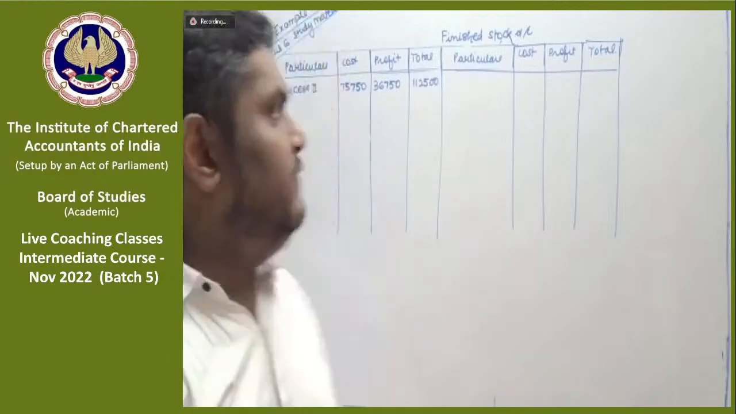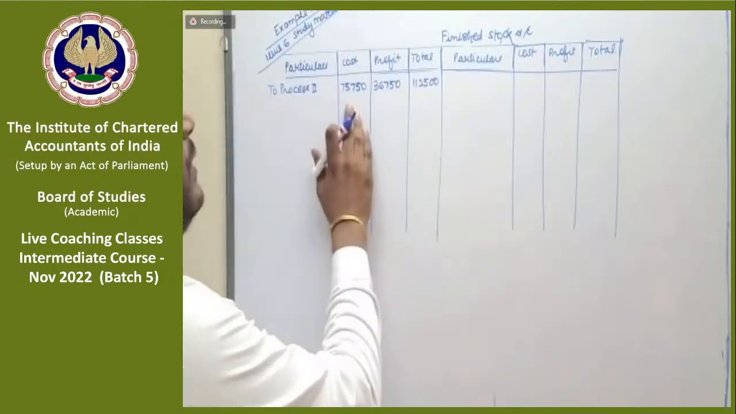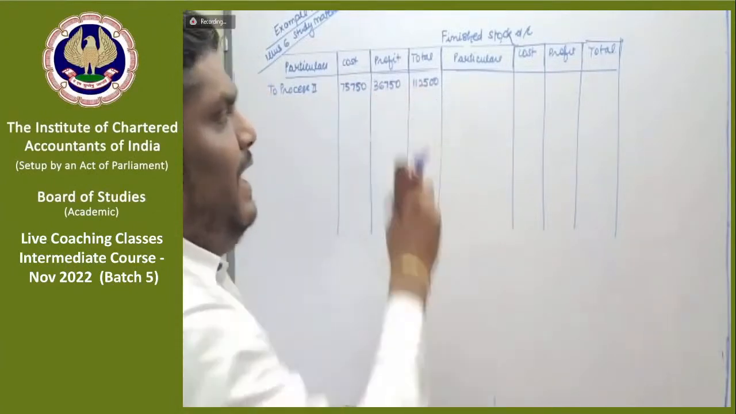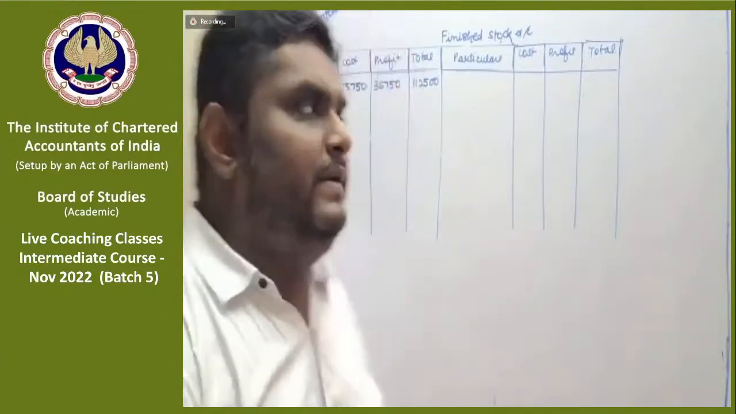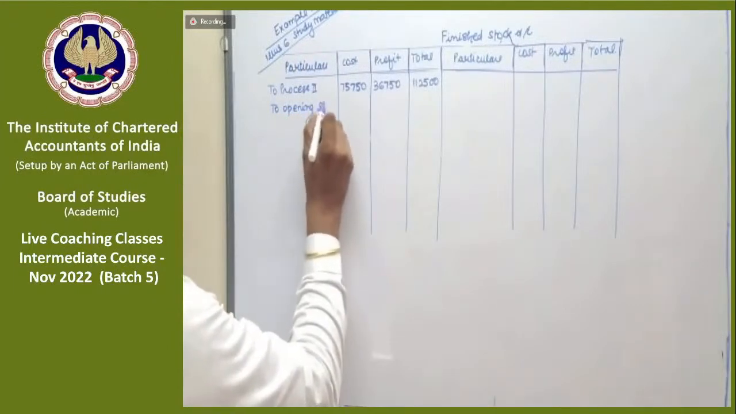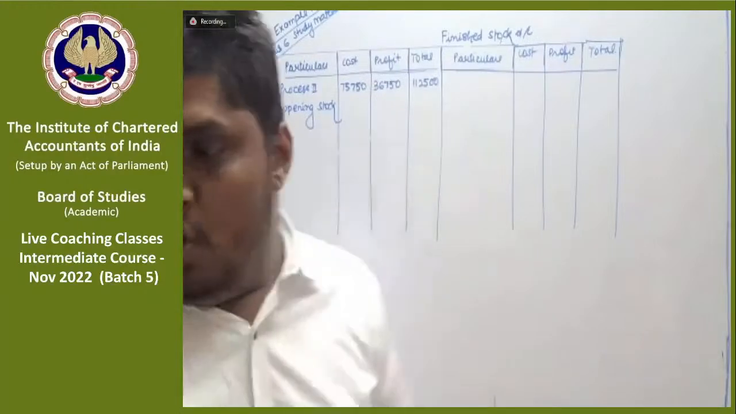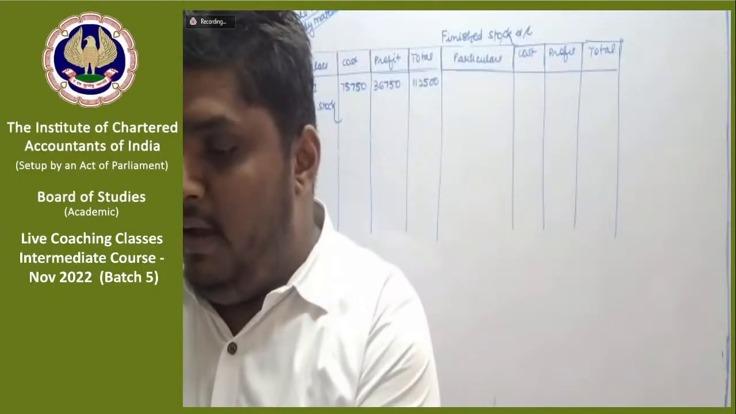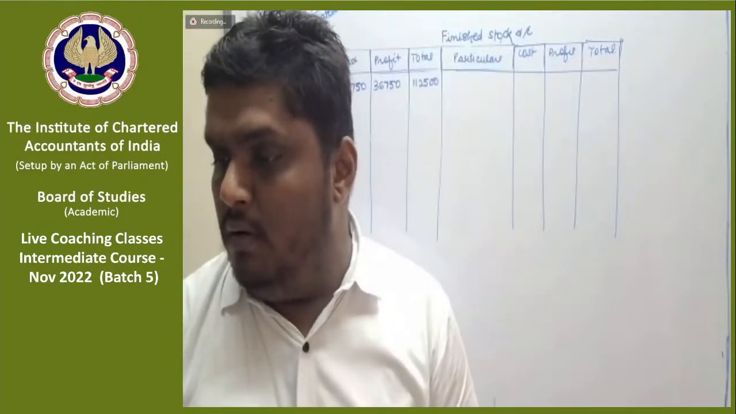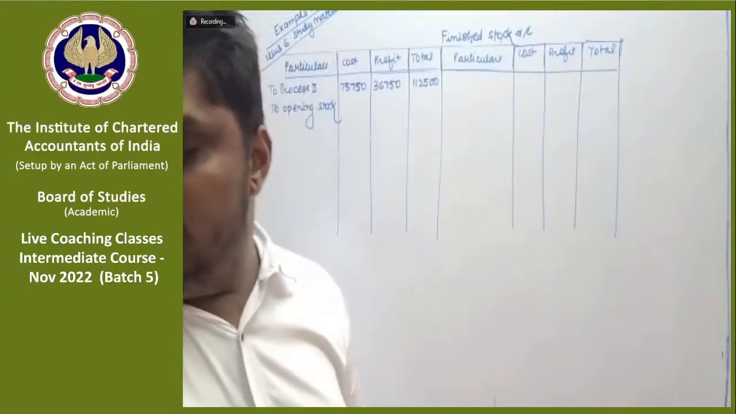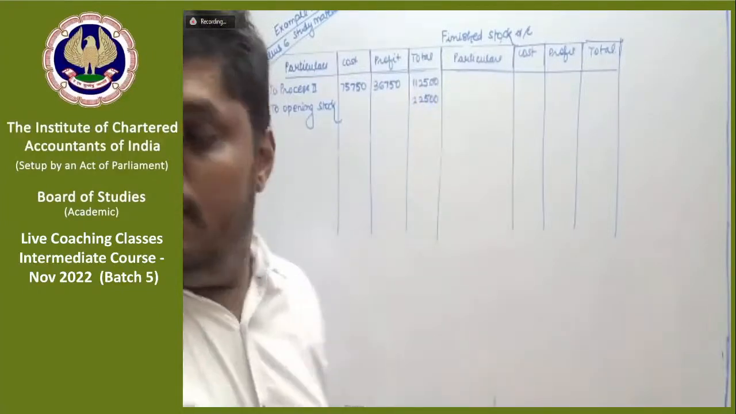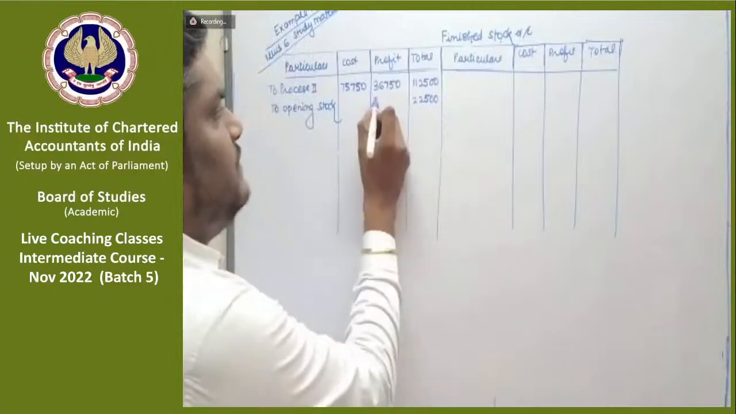So guys, now let's start with the finished stock account, wherein the amount that is received from process second is 75,750, 36,750 is the profit, and the total amount is 1,12,500. Plus opening stock is also given. Opening stock is also given, and that is 22,500. 8,250 is the inter-process profit.